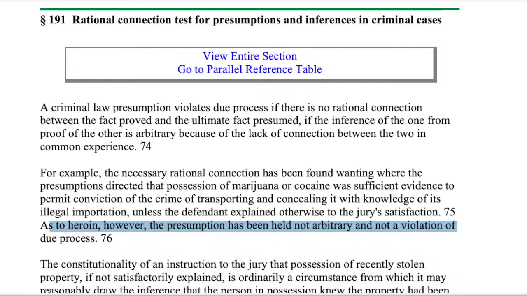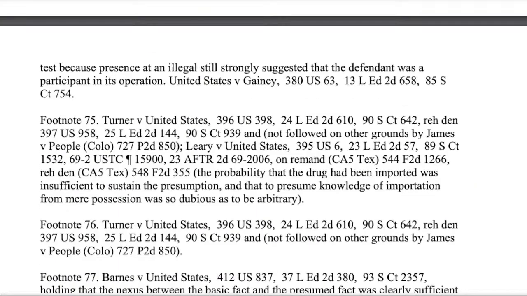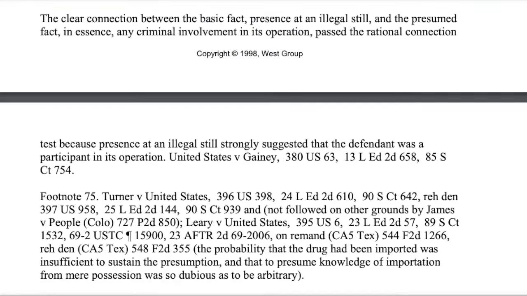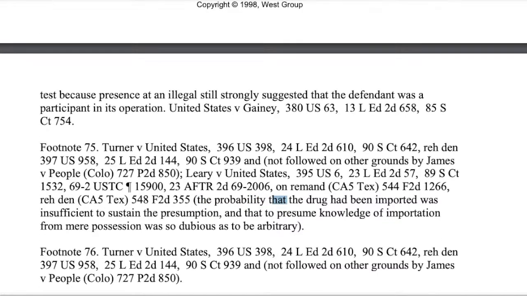Okay, so with the Harrigan case here, the presumption has been held not arbitrary and not a violation of due process. Okay, nothing on that. And the other one, this is Turner versus United States. Same thing. So the probability, and now we'll get the explanation of it. Okay, here we get the explanation.